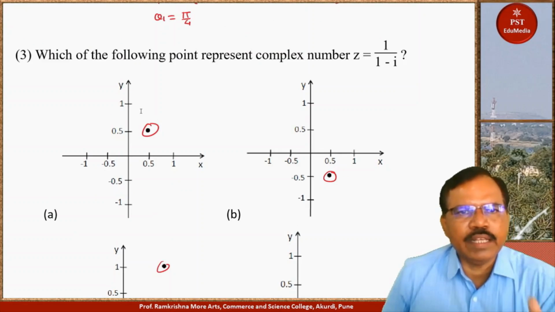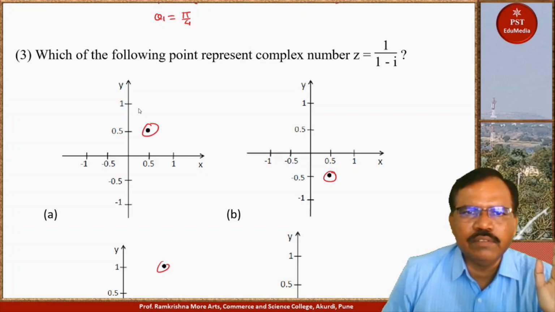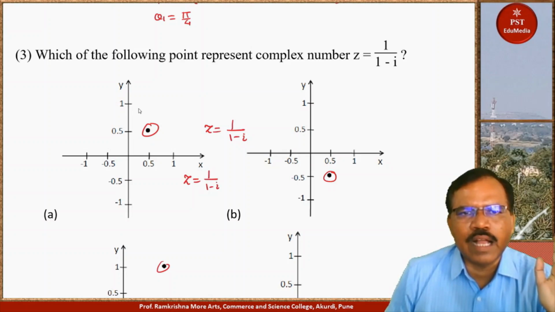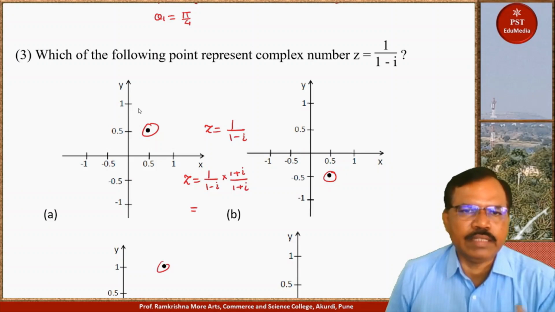So we have to find x and y for the given complex number. Now what is the given complex number? z = 1/(1 - i). So we can write z = 1/(1 - i) multiplied by (1 + i)/(1 + i). So we have multiplied and divided by the complex conjugate of 1 - i.